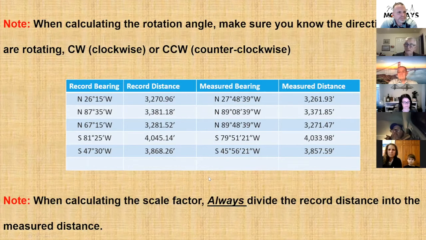Now, as you can see, this is a pretty simple thing to do. All we're doing is we're using the record information, we're using what we found in the field, and we're adjusting the record information to what we found in the field. Now, take a look at this measured stuff that I've calculated here. We're to the nearest second over here, and over here we're to the 100th of a foot.